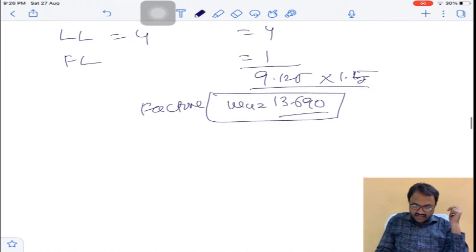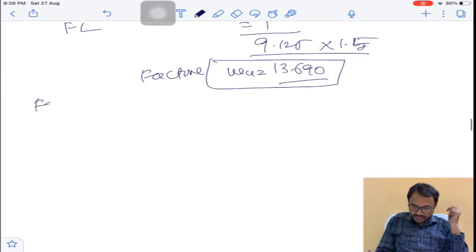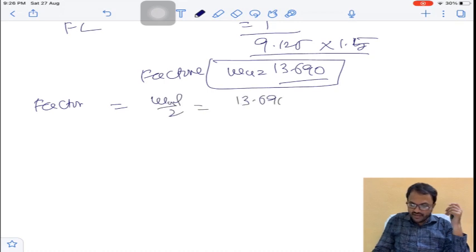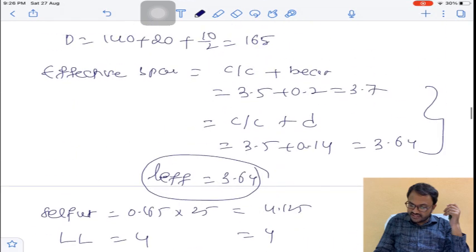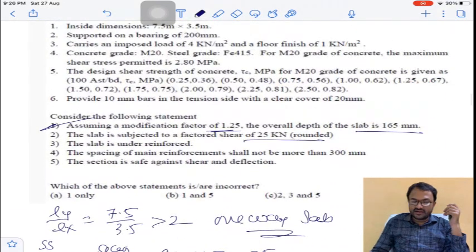And factored shear force, for a simply supported beam, is WU L by 2. So it is 13.690, L is 3.64, divided by 2. It will be 24.9. Approximately I am equating it as 25. So statement 2 is also correct, because the factored shear force is 25 kilonewton.